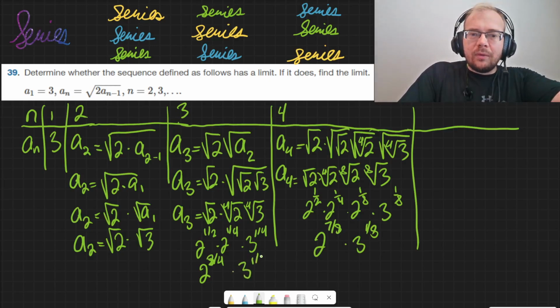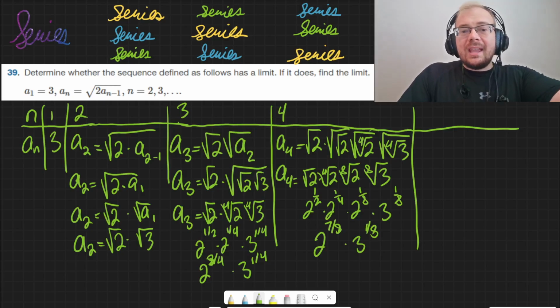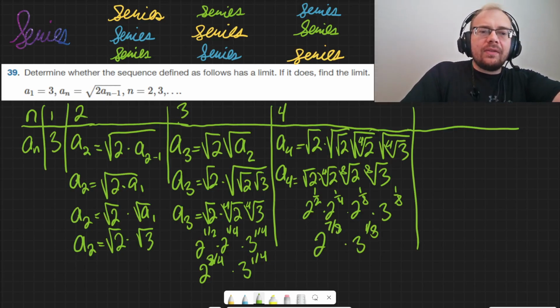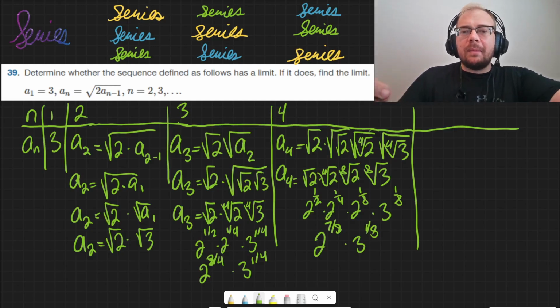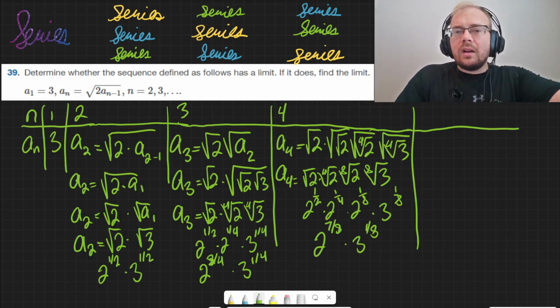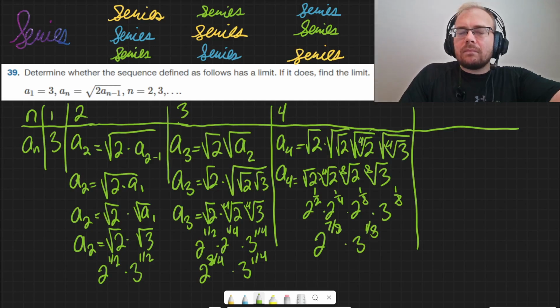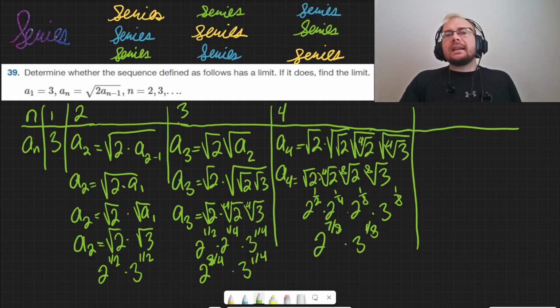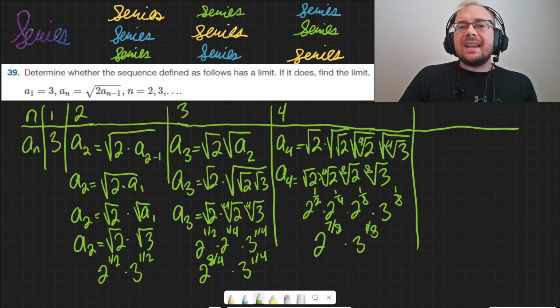Times 3 to the 1/4. So we can actually write this recursively maybe a little bit better. This would be 2 to the 1/2 and 3 to the 1/2. So maybe a good way to write this would be, and I'm going to write this loosely because, like I said on the last one, writing these explicitly would be crazy. So we're just going to write this loosely, like what the pattern actually is here.